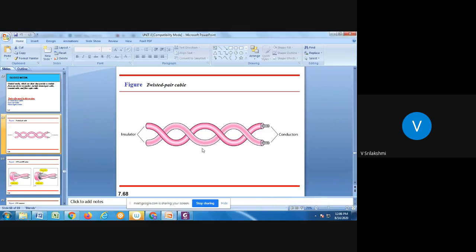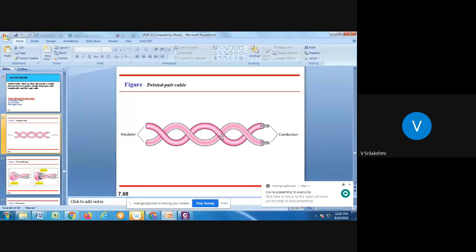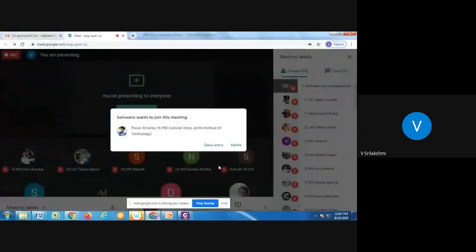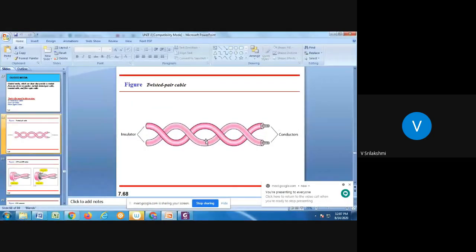So here this is one type of cable where the model looks like this. In this we can find two cables or two wires that have been surrounded one by one, and these wires internally have conductors. The twisted pair cable internally has conductors, and outside it has an insulator. So these conductors are made up of copper wires.